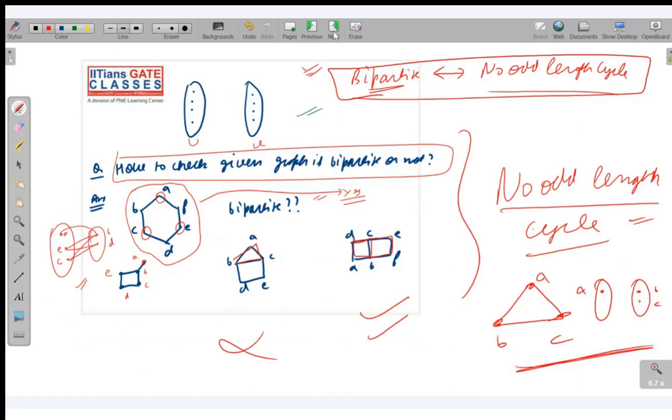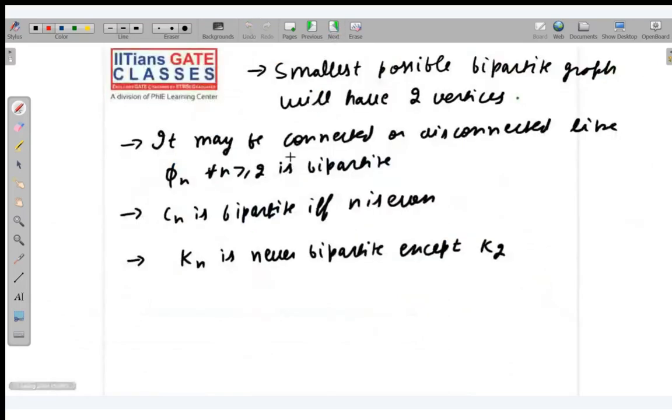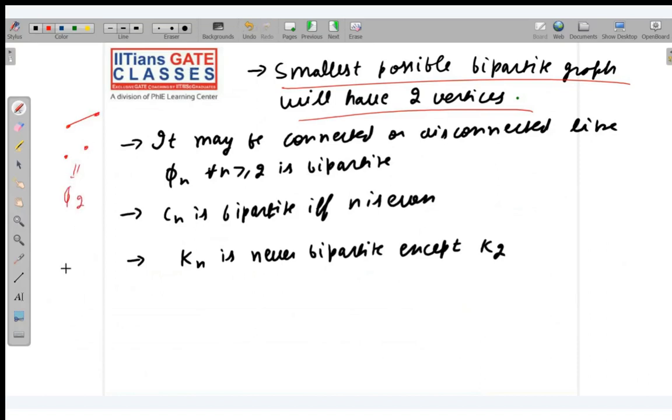Okay. Next, the smallest possible bipartite graph will have two vertices. That is very, very obvious. And what will that be? This. And in fact, we can take this also. This is also bipartite. This is what? Phi 2, the null graph of two vertices. It is bipartite. Why? You simply say A and B. So this is A and this is B. You have divided. What is the definition saying?